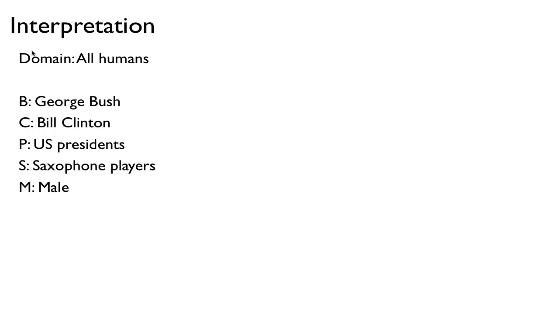Okay, here's another example. Say we have these constants: George Bush, Bill Clinton, U.S. presidents. So these are constants. P is a one-place predicate. S is a one-place predicate also, saxophone players. M is male. So now let's talk about when you have an interpretation. Then you can talk about things being true or false. Once you have an interpretation, you can say, oh, this statement is true in this interpretation. This statement is false in that interpretation.